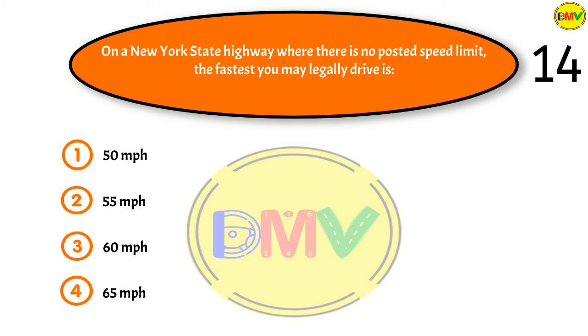The question 14. On a New York State highway where there is no posted speed limit, the fastest you may legally drive is 1. 50 miles per hour, 2. 55 miles per hour, 3. 60 miles per hour, 4. 65 miles per hour.